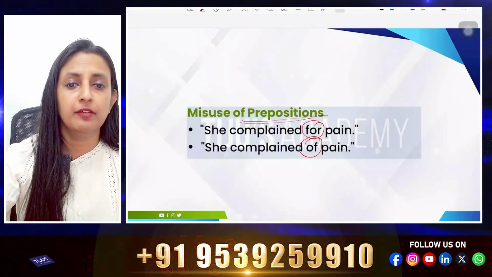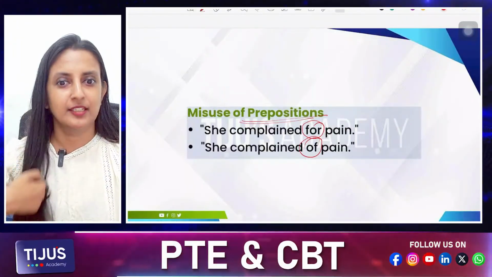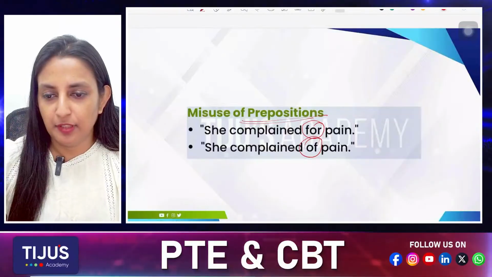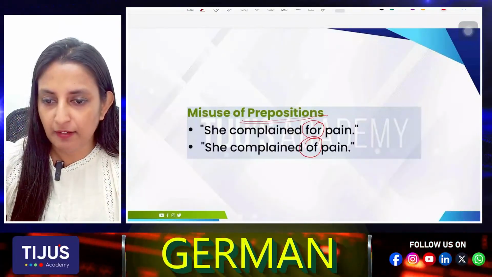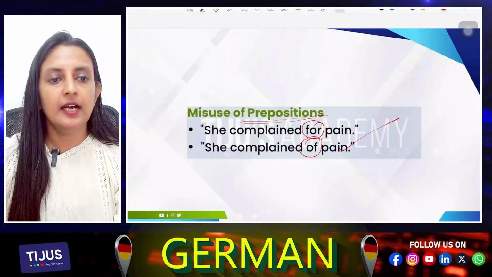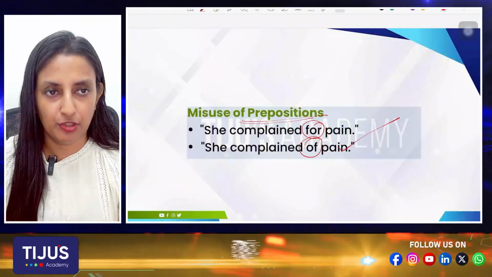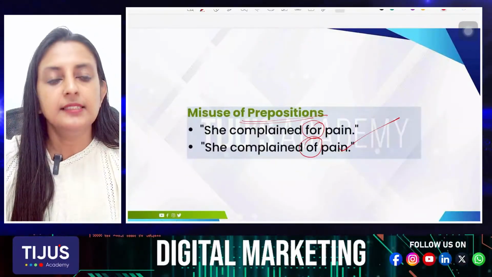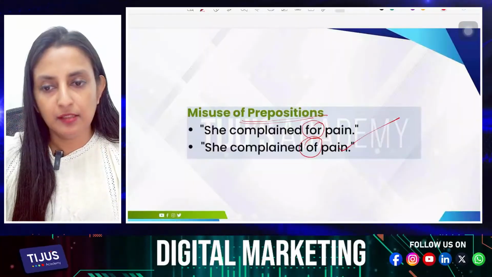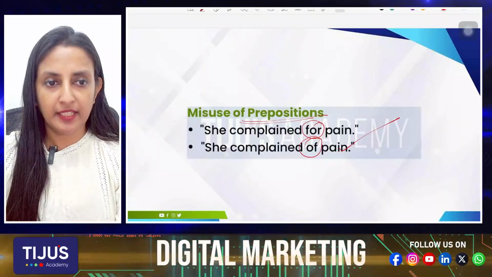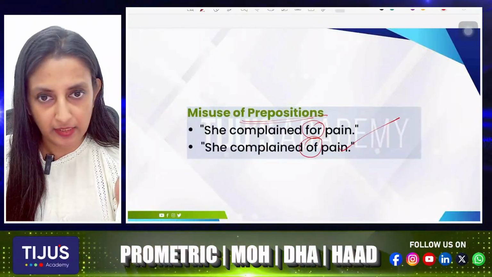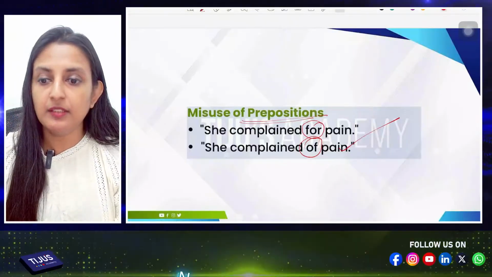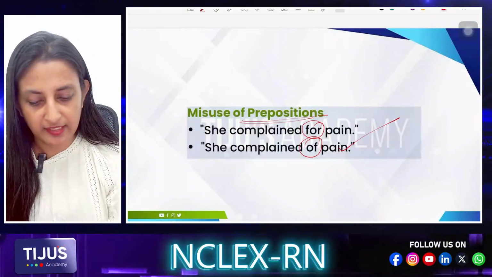Is it she complained for pain or she complained of pain? Exactly, that is going to be option B. Very good guys, because here we need to look for the preposition while we are using sentences. See, she complained. ഇങ്ങനെ നിങ്ങൾക്ക് പഠിച്ചു വെക്കാം. Complained എന്ന് പറയുന്ന വെർബിന്റെ കൂടെ that will be a fixed preposition every time when you are using that particular word, and that is going to be of.